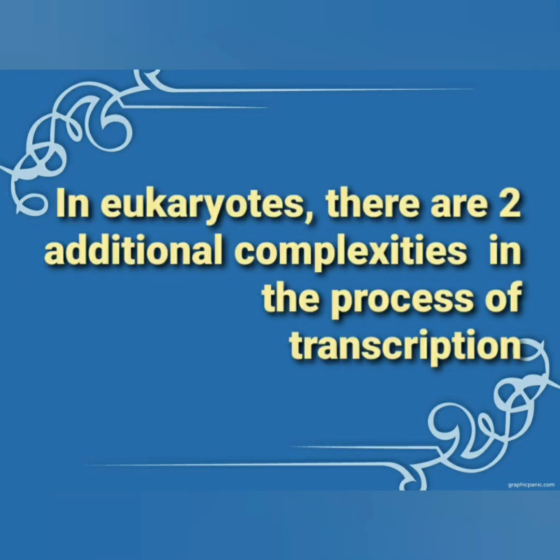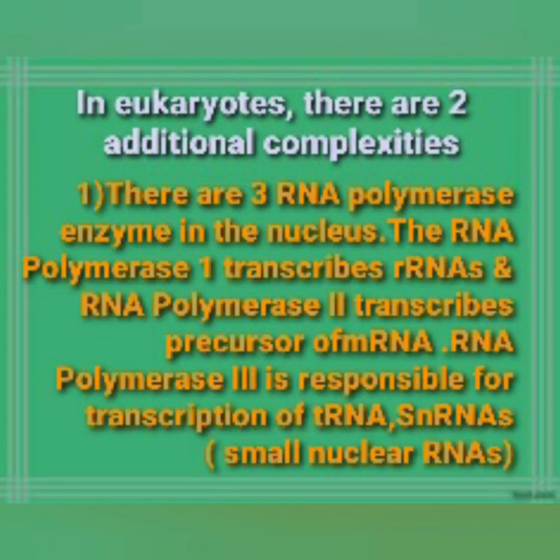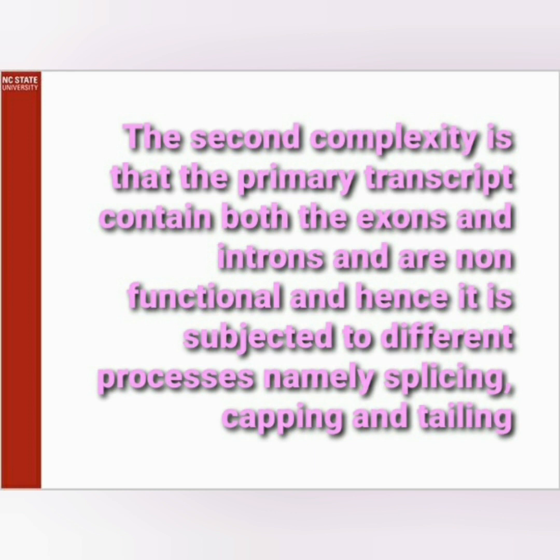In eukaryotes, there are two additional complexities in the process of transcription. That is the difference. Additional complexities we are going to discuss. First one, there are three RNA polymerase enzymes in the nucleus. RNA polymerase 1 transcribes rRNA, RNA polymerase 2 transcribes the precursor of mRNA, and RNA polymerase 3 is responsible for transcription of tRNA and snRNAs.